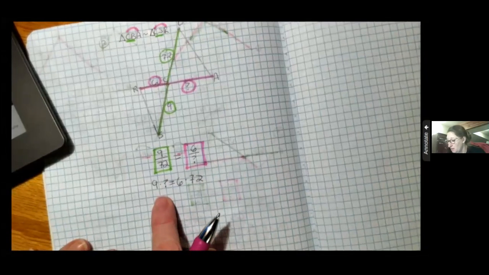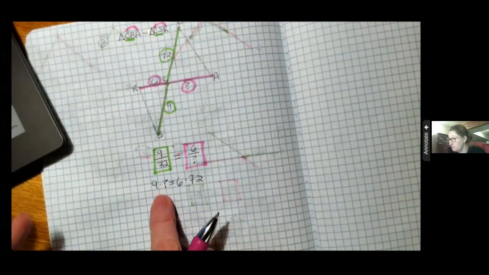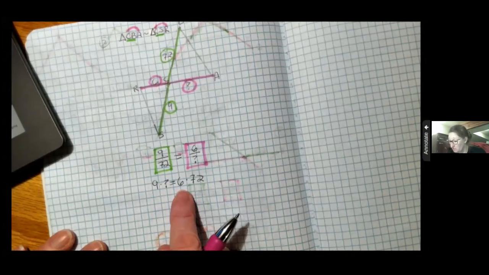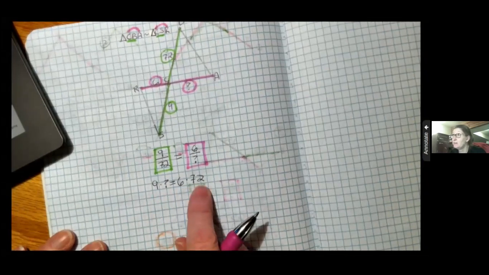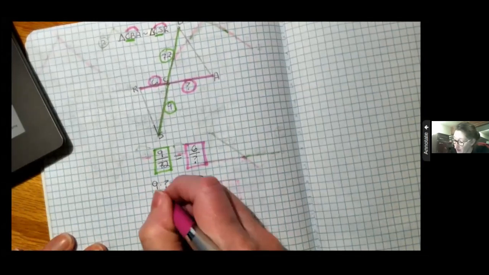Now, 9, I asked myself, that's a small number already. I could factor it down, 3 times 3, but I like my bigger number. So I go, is 9 in 6? No, 6 is smaller. Is 9 in 72? I'm not sure. Let me look at my multiplication chart. Oh yeah, 9 times 8. So I'm simply going to divide by 9.